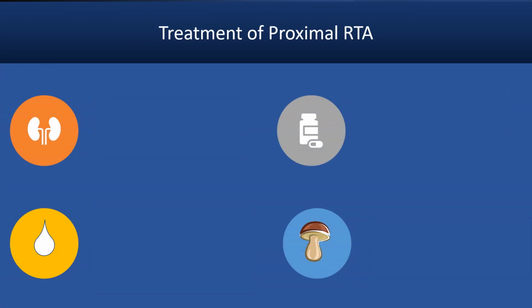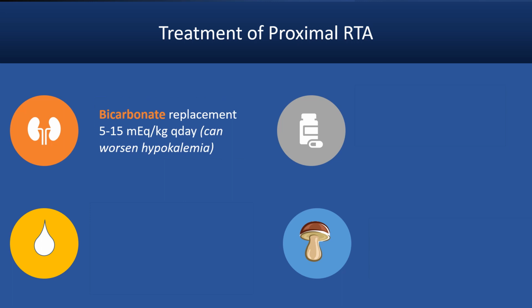How do we treat proximal RTA? Treatment of proximal RTA involves predominantly bicarbonate replacement. Because of the continuing loss of bicarbonate, the replacement dose is high and ranges from 5 to 15 mEq per kg body weight per day. Note: bicarbonate replacement can worsen the existing hypokalemia due to both renal potassium loss and intracellular potassium shift with alkalinization. Potassium replacement is given as needed.